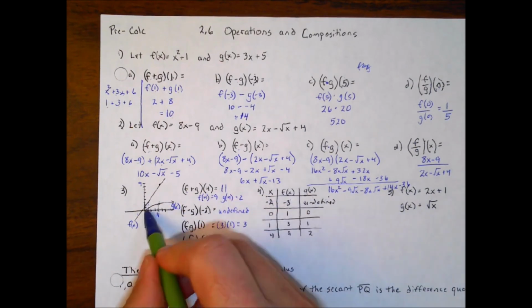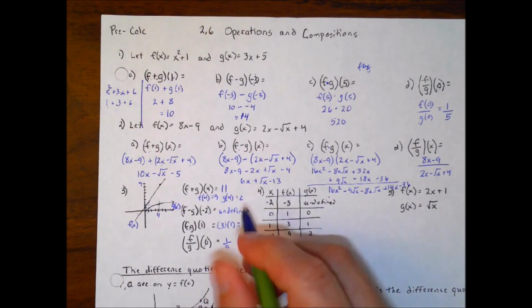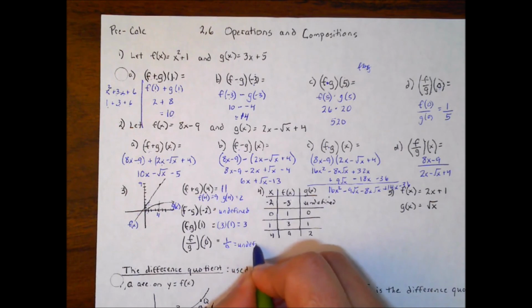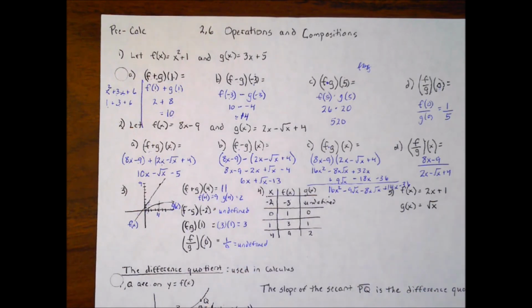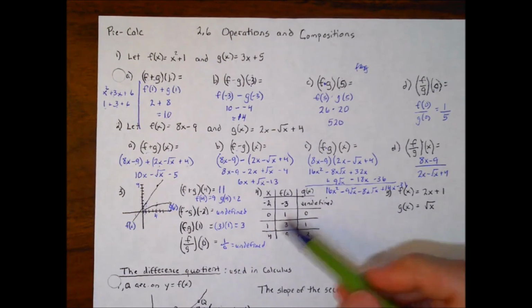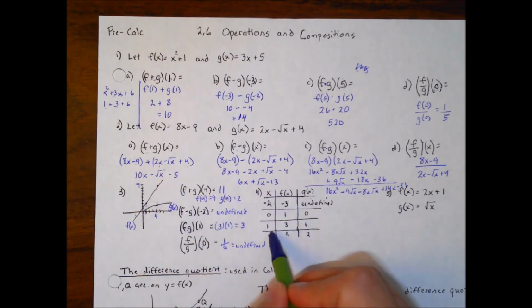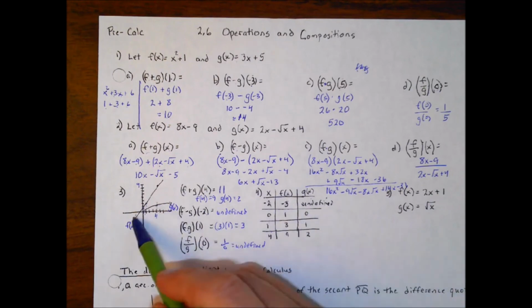And g of 0 is at 0. We can't divide by 0, so that is an undefined number. Okay? Now, to make that a little bit easier, I gave the chart here. So these are different numbers and different outputs for the f and the g for that graph.